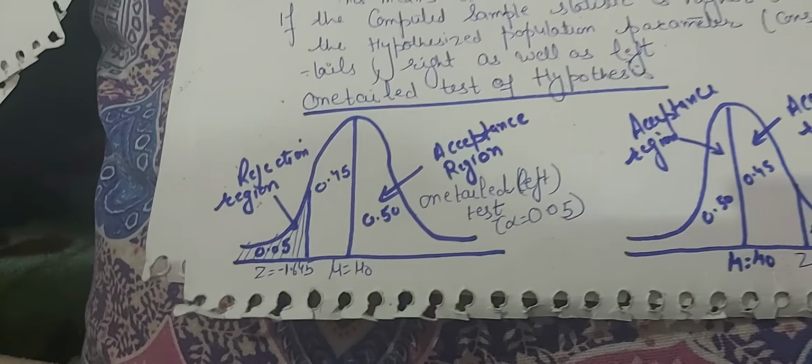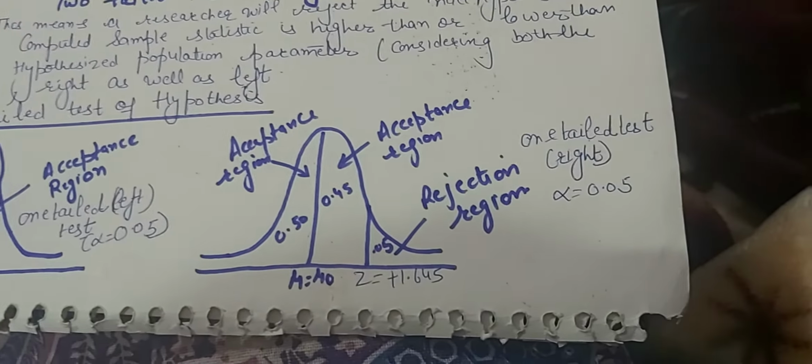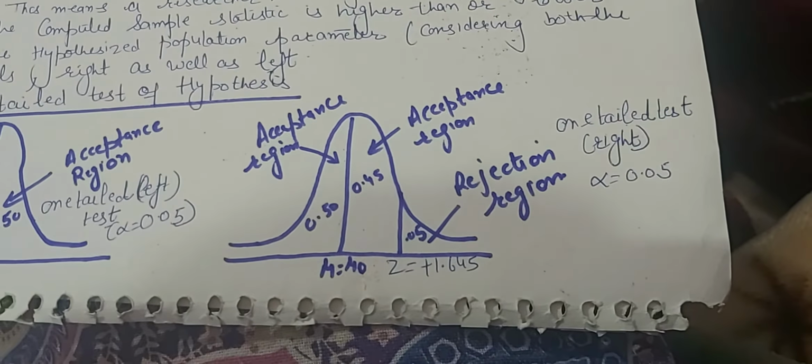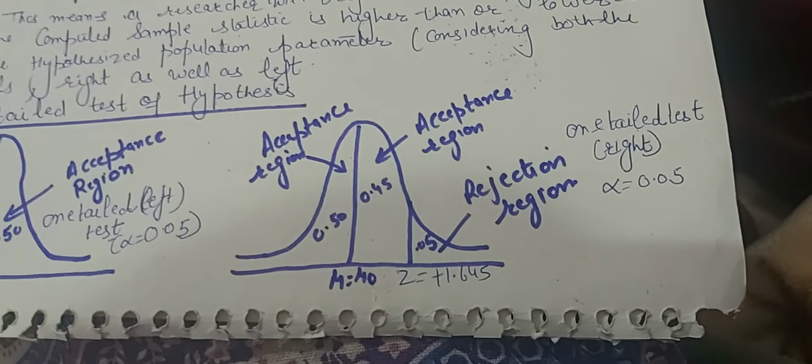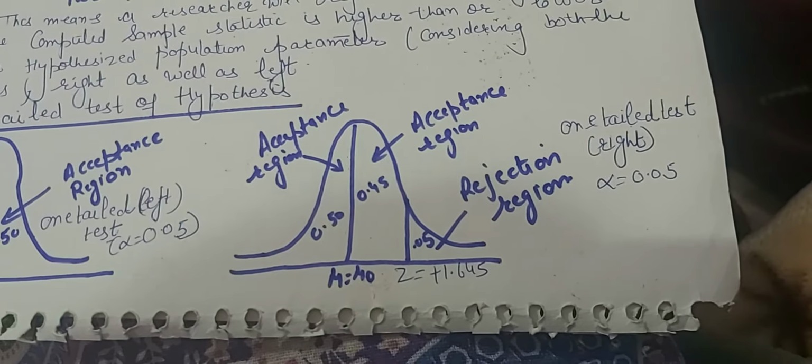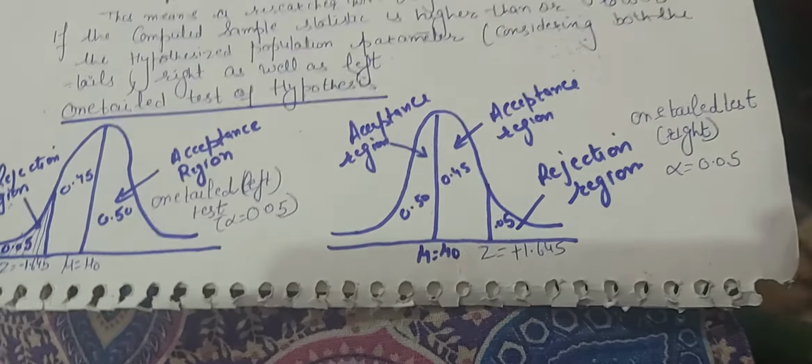because the rest, 0.05, is the level of significance and your rejection region. Similarly, it's a right-tail test, and it is also one-tail, right? You can have a look, and both are at the 0.05 level of significance.